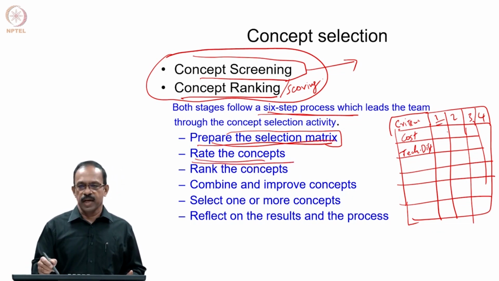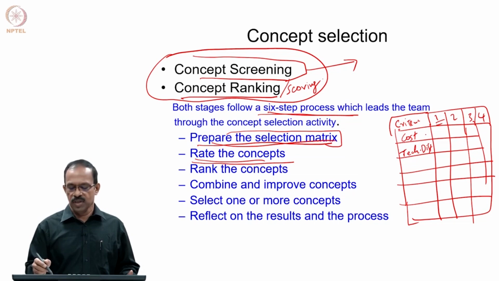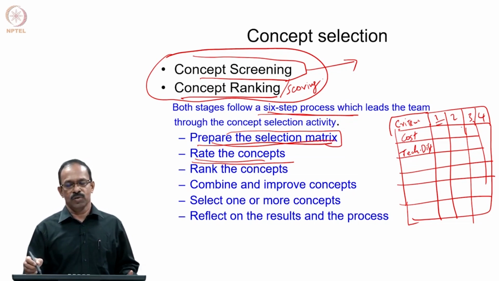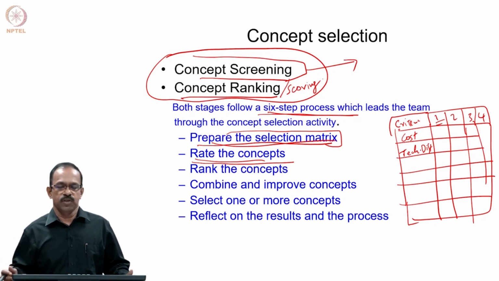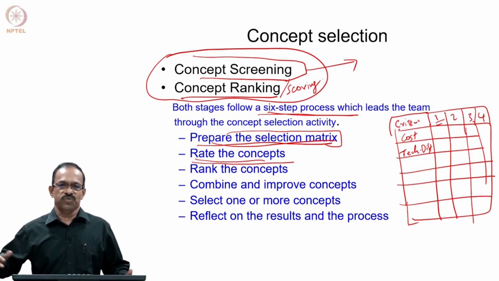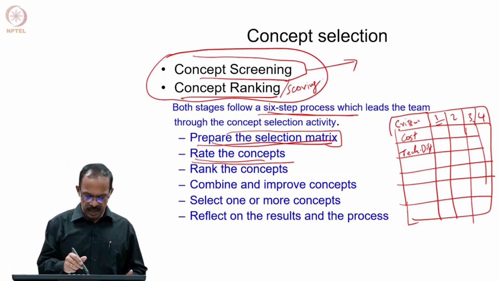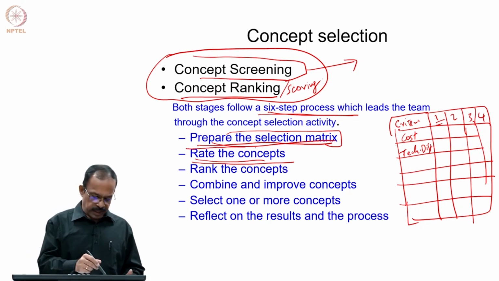Each one can be given ratings. For example, for cost, what will be the rating in terms of high cost or low cost; you can have some kind of rating here. That rating depends on the team, whether you want to give a numerical value or some kind of symbolic representation like 5 star, 2 star, 3 star. That depends on the way you want to do it, but that is how you rate the concepts. And then rank the concepts.